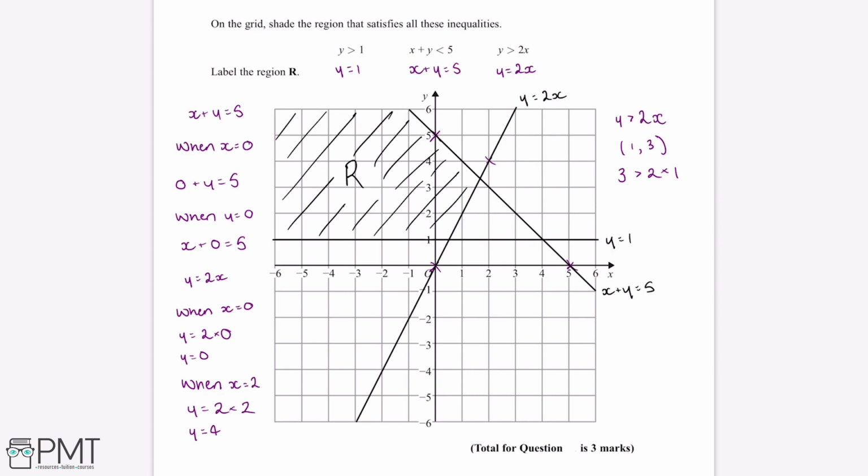Now this question's worth 3 marks. We'll get our first and second mark for correctly drawing in all 3 lines. And we'll get our third mark for correctly shading in region R.